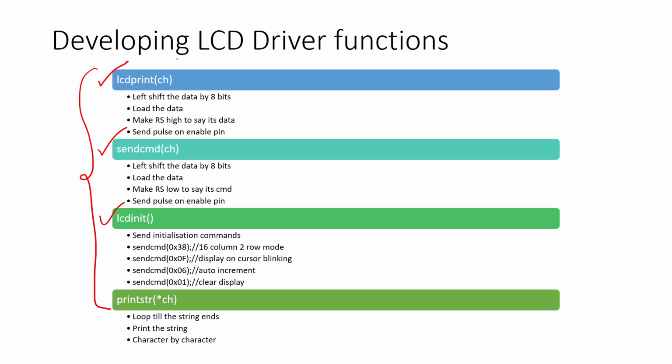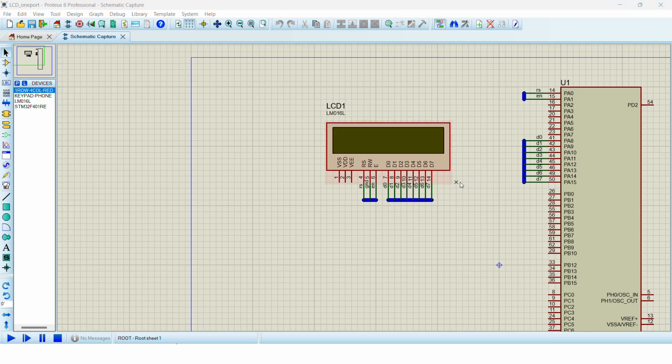Coming to LCD print, first we will left shift the data by 8 bits, because if you observe the schematic, we have connected the LCD data lines to the upper 8 bits of the port. If you are performing a simple OR operation with the port, it will write the data into the lower 8 bits. To avoid that, we have connected the lines to the upper 8 bits.